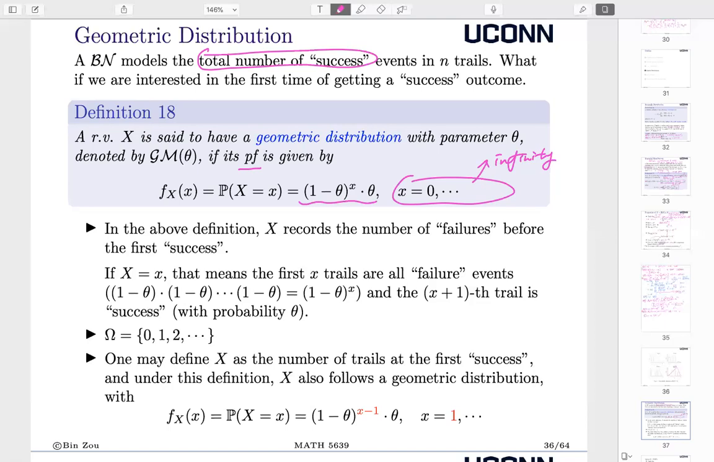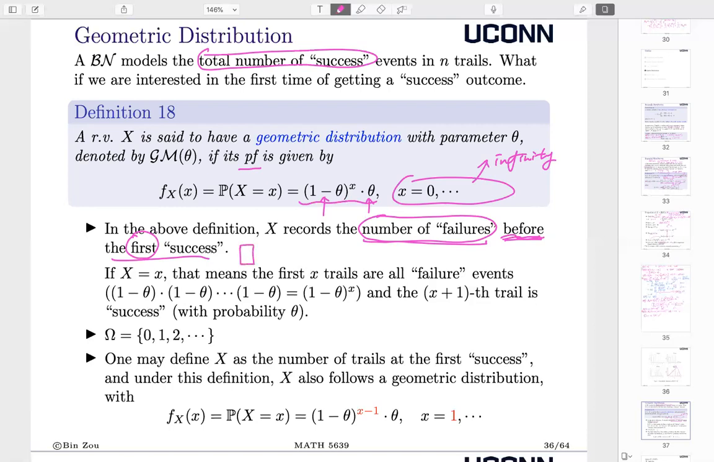From the definition, what can we see? 1 minus theta, this is the failure probability. We raise the power to x, multiplied by theta. So in other words, in this definition, this random variable x actually has a meaning. It is the number of failures before the first success. So there are two keywords. The first one is we care about, or we model, the number of failures, and it is before the first success.